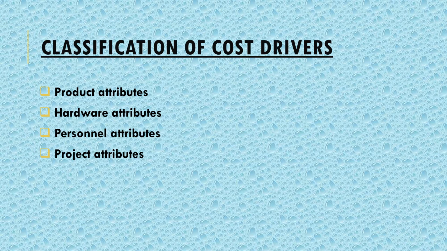The first one is the product attributes. In product attributes, we consider various attributes like what will be the reliability, what will be the complexity of the project, and what will be the size of the database that we are creating. So all these things related to the product are considered in the product attributes.